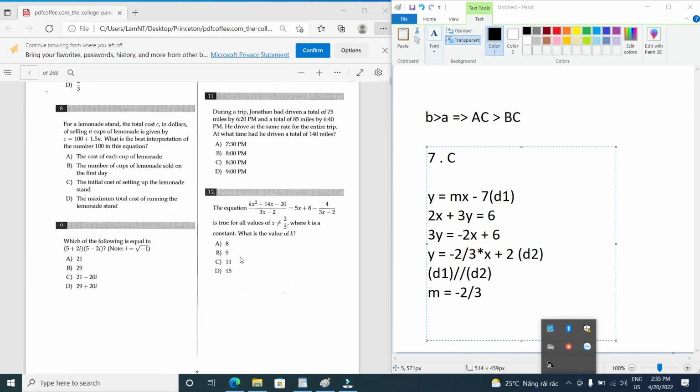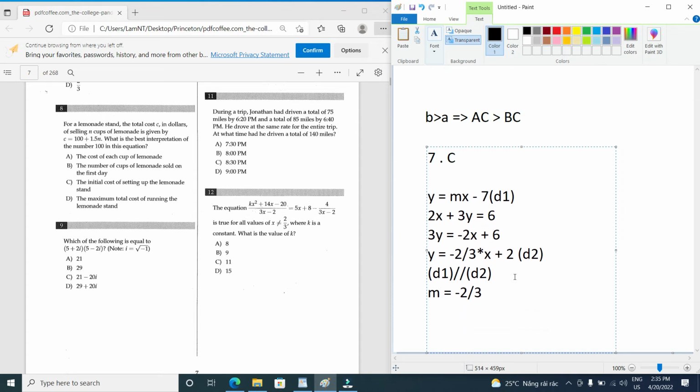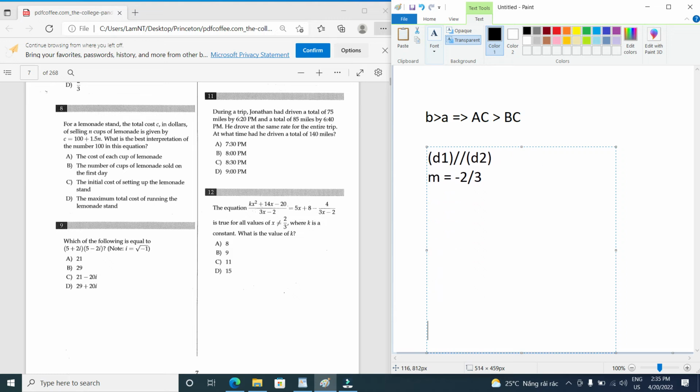Okay, number 8. For a lemonade stand, the cost C in dollars of selling egg cups is given by C equal to 100 plus 1.5 N. So they ask about the meaning of the 100.